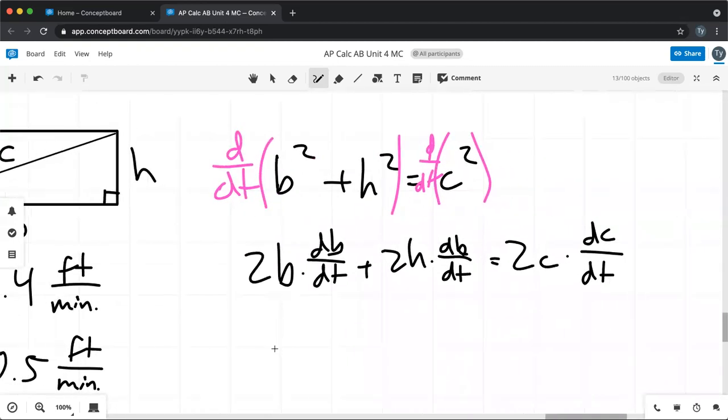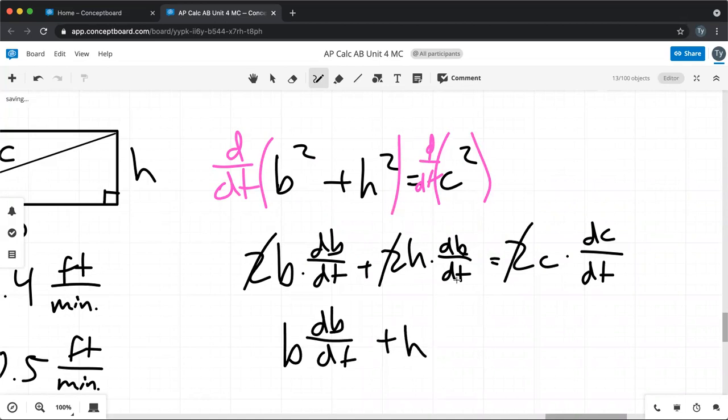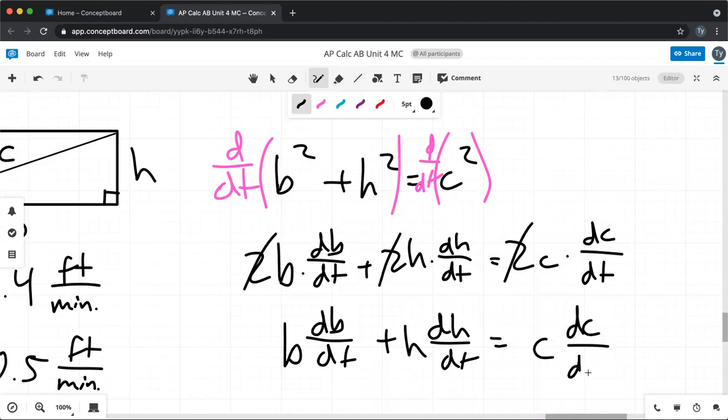We can divide everything by 2. That goes away, that goes away, that goes away. So we're left with b db dt plus h. Oh, I made a mistake. dh dt. I think I accidentally added a little loop there. Equals c dc dt.